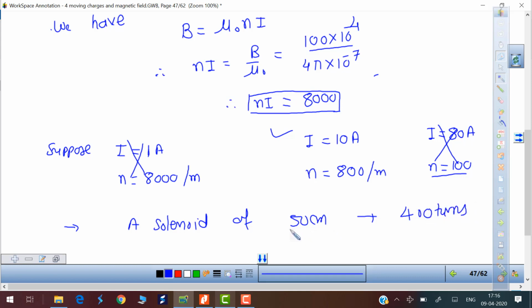Okay, so it will work: 50 centimeter, 400 turns, and in 1 meter it becomes 800. It will work. If this is a long solenoid, we use the formula of the long solenoid.